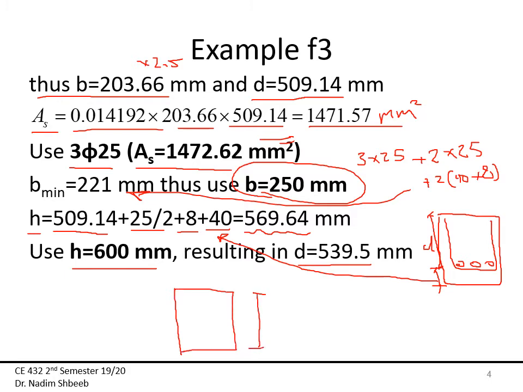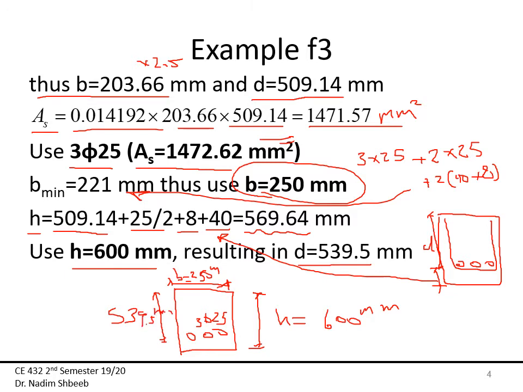Here is H, which is equal to 600 millimeters. Here is my B, which is equal to 250 millimeters, and here I'm having 3, 5, 25, and the distance D is 539.5 millimeters. So that's my final design.